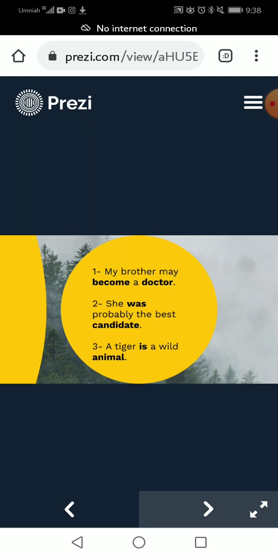The last one, a tiger is a wild animal. Now is is a linking verb, and we have animal, which is a noun, after the linking verb, and it identifies the subject tiger. So animal is a predicate nominative.